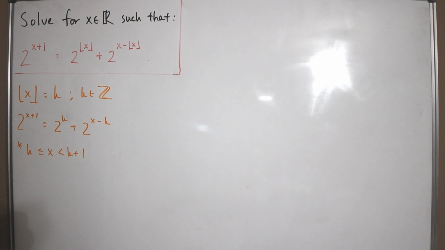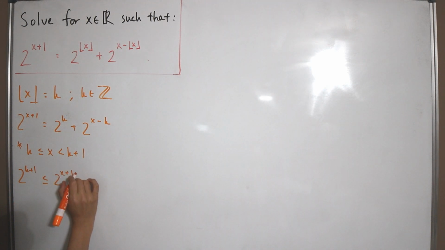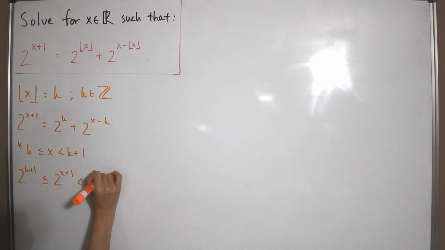Now, not really plugging this back in, but there are some observations we want to make. For one, let's look at 2 to the power x plus 1. We're going to look at both sides and then make the comparison and justification. If we put that in the middle of our compound inequality, we can see that 2 to the k plus 1 is less than or equal to 2 to the power x plus 1, which is strictly less than 2 to the power k plus 2.